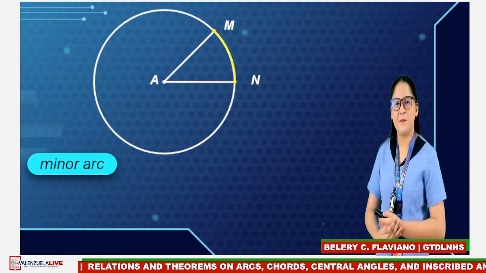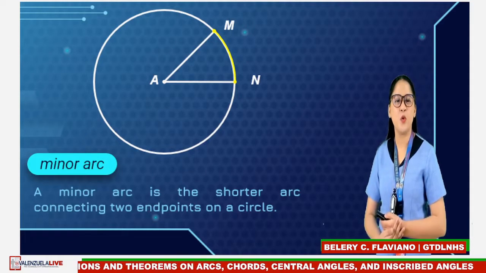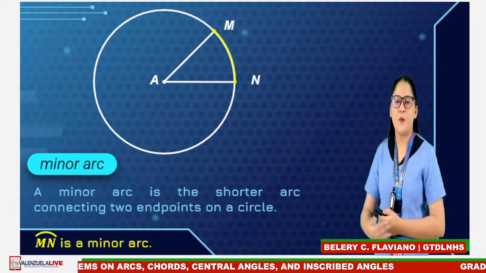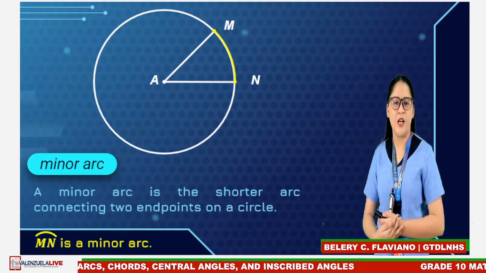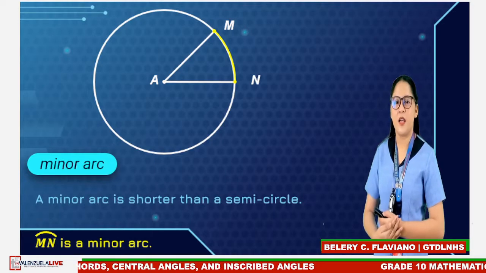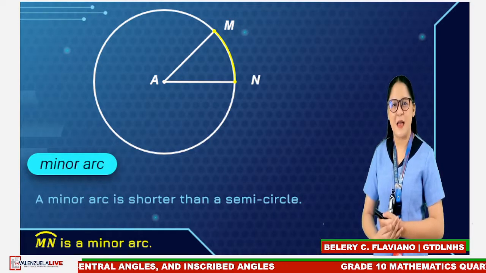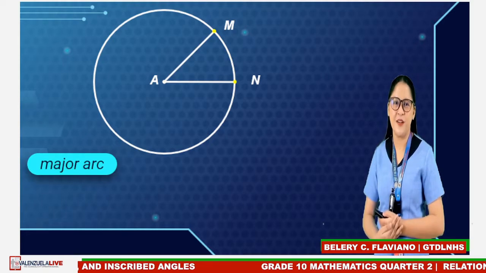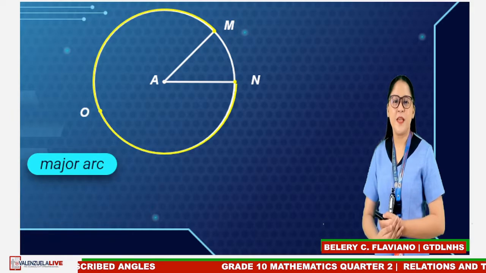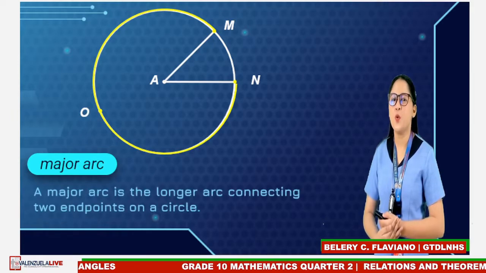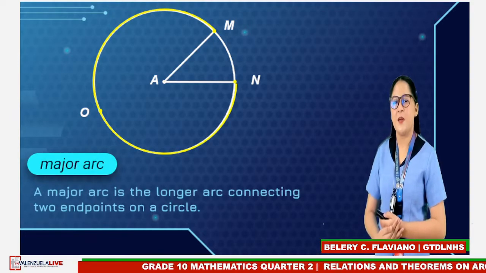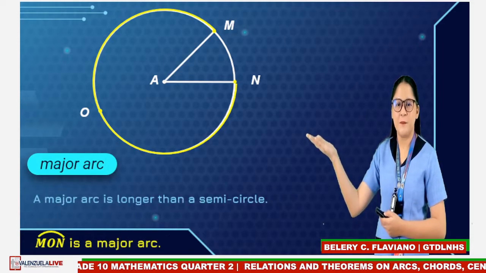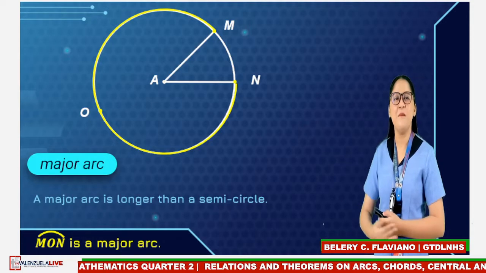A minor arc is the shorter arc connecting two endpoints on a circle. Here in this figure, we have arc MN as our minor arc. A minor arc is shorter than a semicircle. On the other hand, we also have major arc. A major arc is the longer arc connecting two endpoints on a circle. A major arc is longer than a semicircle. In this figure, arc MON is a major arc.